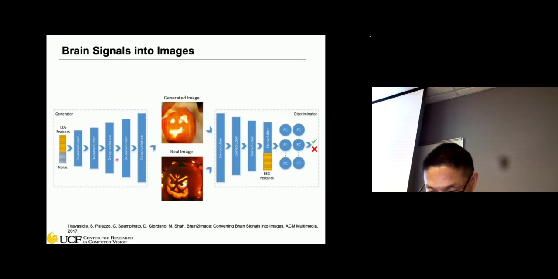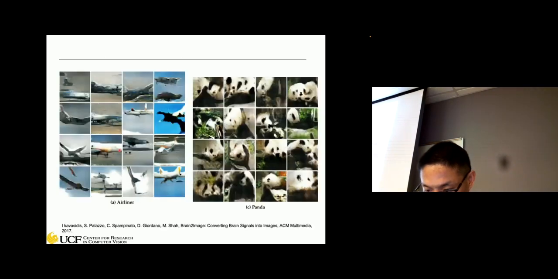In this case, they have the EEG signal, and they also have the noise, so they concatenate them together. This is like a conditional GAN generation. Given this EEG, you want to generate an image that is close to the real image this person is looking at, corresponding to that EEG signal. Once the network is trained, you can deploy the generator, feeding the EEG signal and trying to predict what this EEG corresponds to.